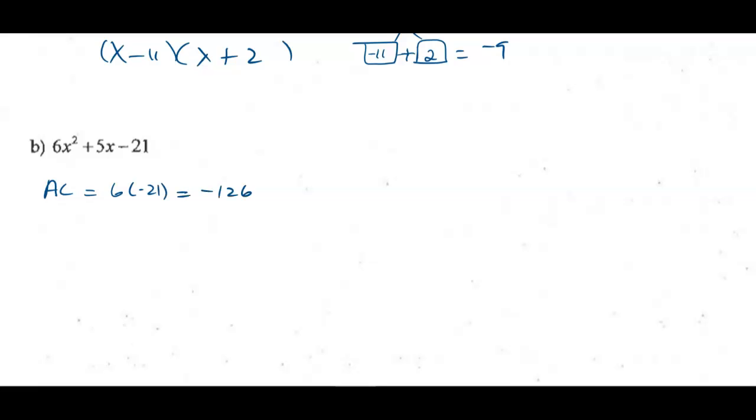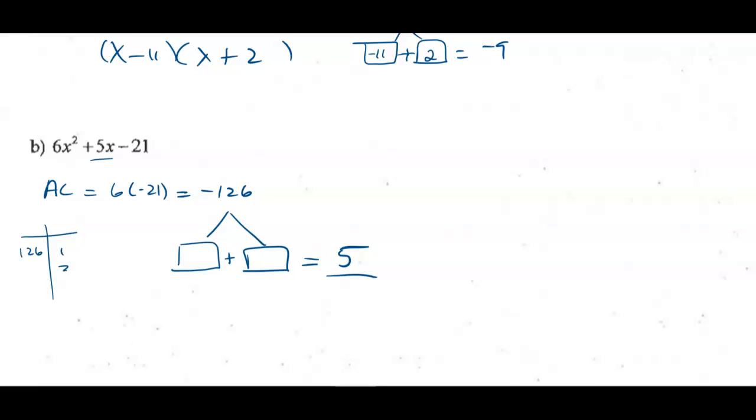which gives me negative 126. And I want two factors that multiply to negative 126 and add up to 5. You're going to have to play around with that for a little bit, and you start a little chart of values, right? Oh, okay, 126 and 1. Well, that's not going to work. How about 2 and 63? That's not going to work. And you grab your calculator and you start, okay.